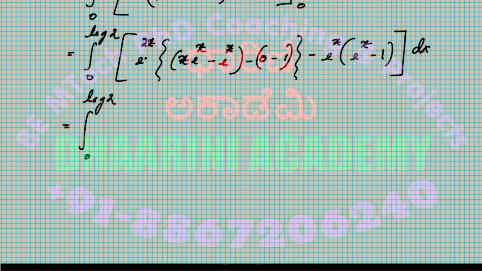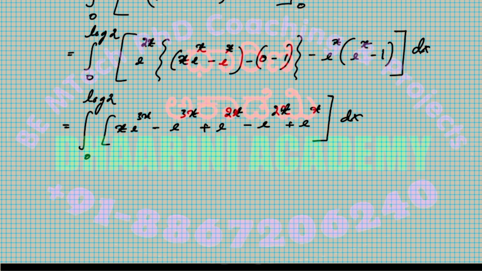Let us try to multiply the terms. So there is e to the 2x into x into e to the 2x. So that becomes x into e to the 3x, correct? The first term. Then e to the x minus e to the x into e to the power 2x. So that is minus e to the 3x. All right. Then minus of minus 1 becomes plus 1, so this is plus e to the 2x. Right. Then minus e to the x into e to the x is minus e to the 2x. The last term, minus e to the x into minus 1, is plus e to the power x. Right. I think this becomes easier now.